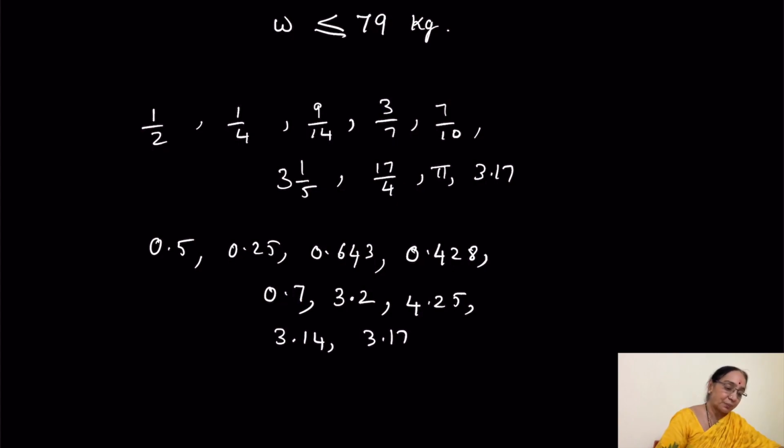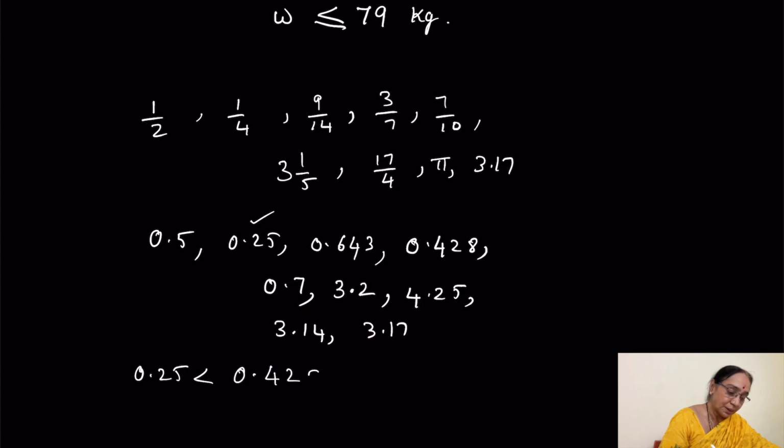Now I've got the decimal representation of all the numbers that I've given you. Now it's just a question of ordering them. Which is the smallest of all? So we look at the integer part, which is 0. So the first 5 numbers. In those 5 numbers, you compare the 10th digit: 0.5, 0.2, 0.6, 0.4, 0.7. So 0.25 seems to be the smallest. So 0.25 is less than 0.428. It is less than 0.5, which is less than 0.643, and that is less than 0.7.